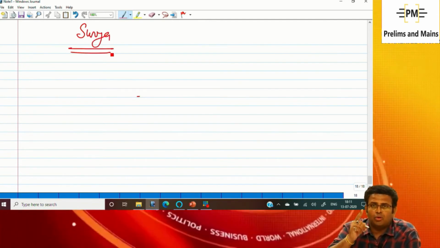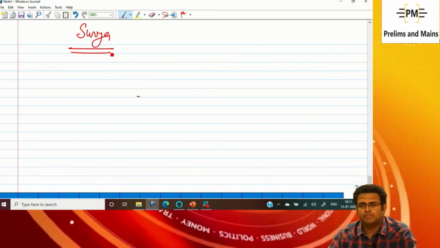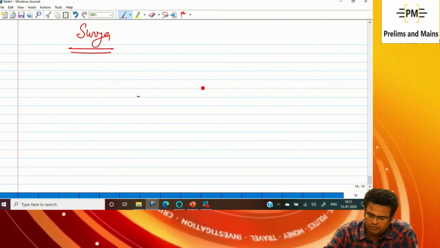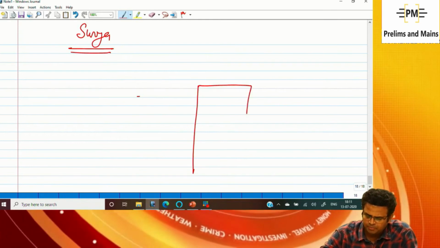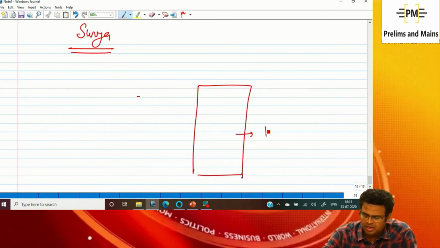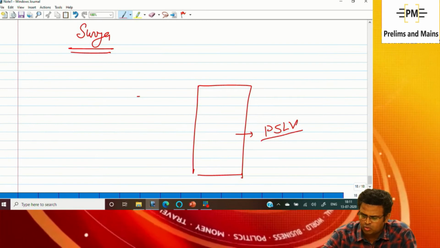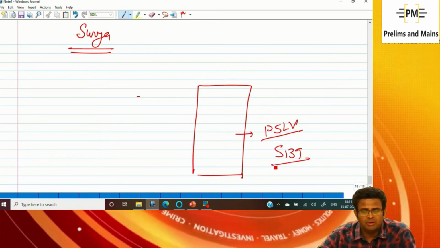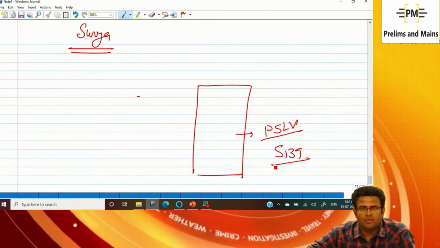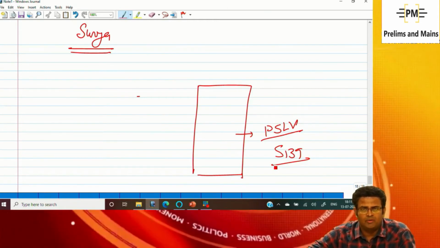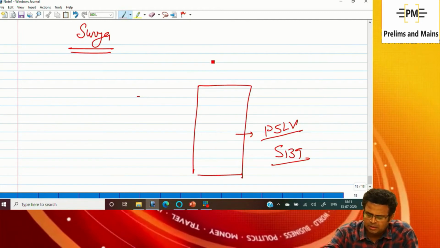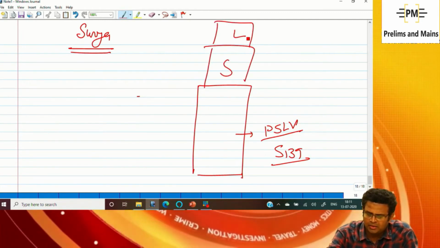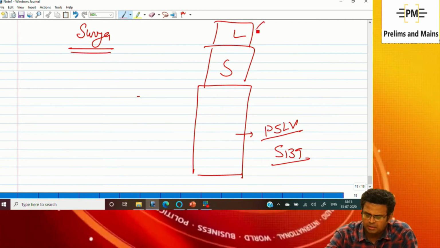I am talking about Surya. If I talk about Surya, the first stage is PSLV's S139, so heavy. Perhaps all of you remember PSLV S139, the second is L42.5 like this, and thereafter one solid and then one liquid, and then there is the warhead.